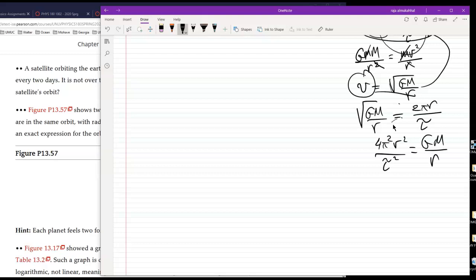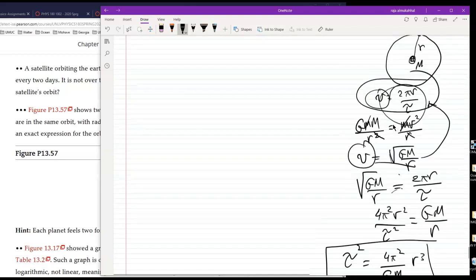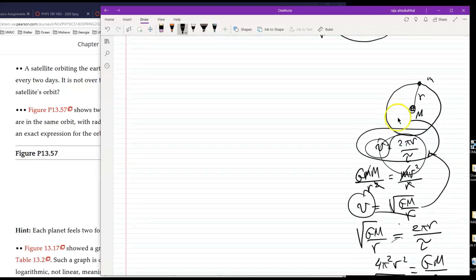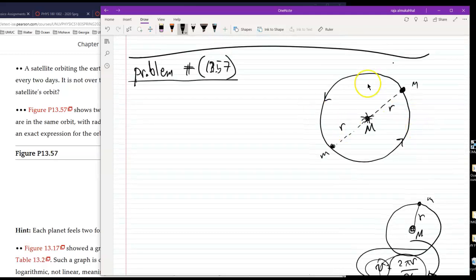Then you work it out. You see what I'm saying? So tau squared is equal to, how do I do that? 4 pi squared over GM r cubed. There it is. Okay? If I know how to do that, I can do this one. The only difference is that I have two masses rather than one. So I'm going to do exactly the same process that I have just done, but this time with two masses. Watch how I do it.